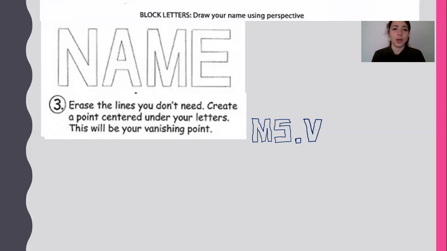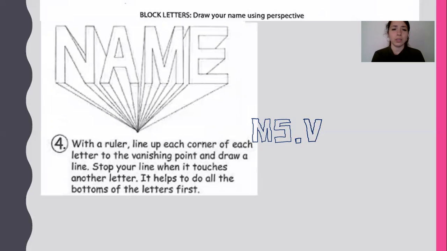Step 4. All right, so this is with the ruler, but we're gonna go ahead and just do the best we can. With the ruler, line up each corner of each letter to the vanishing point and draw a line. Stop the line when it touches another letter. It helps to do all the bottoms of the letters first.